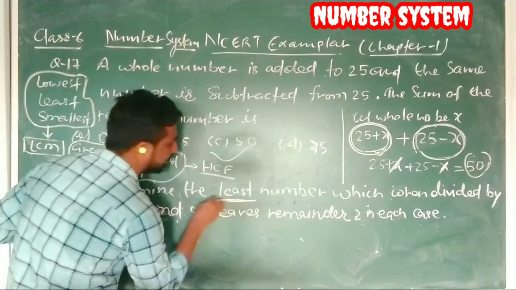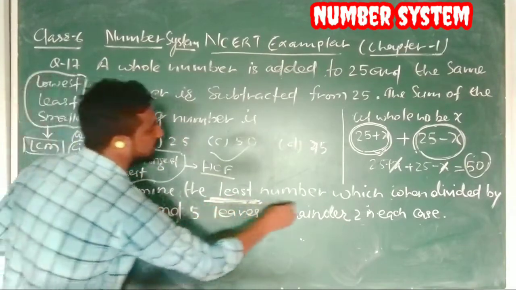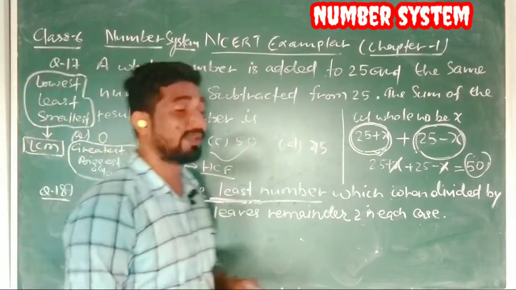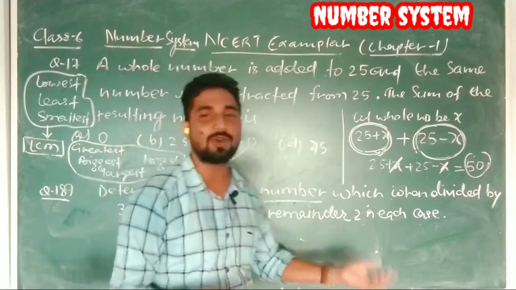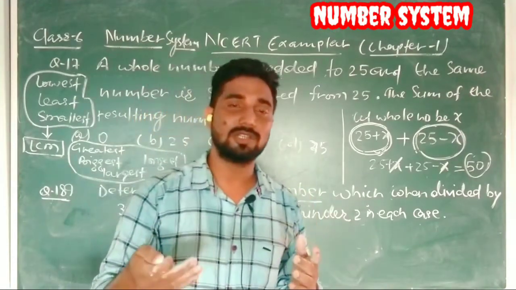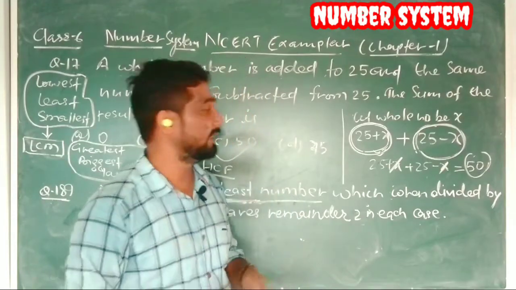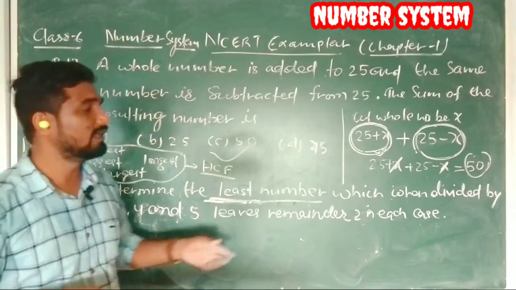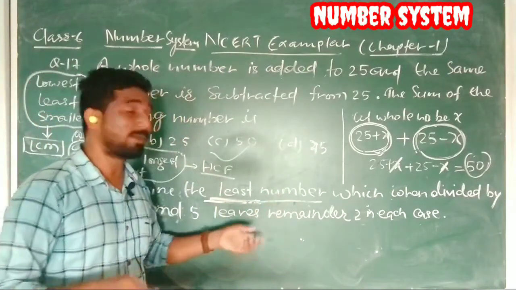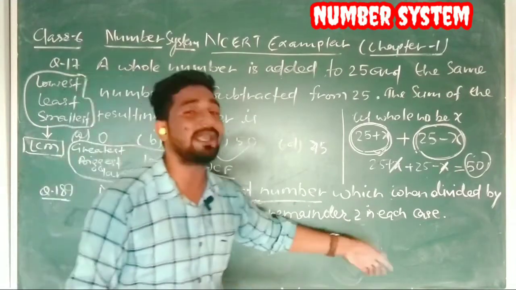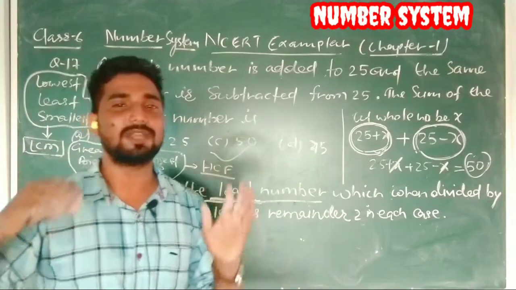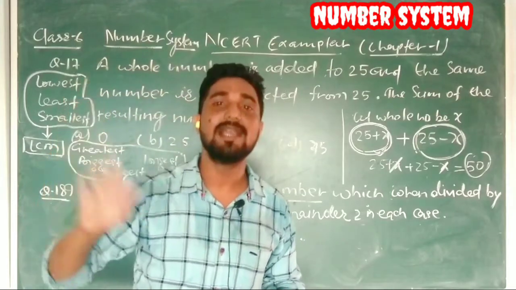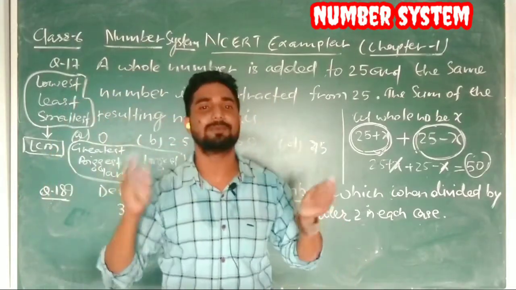In a very clear manner it is written, you see in this question, determine the least number. Least means smallest only, so LCM will be there. And when a remainder is given in the question, in the LCM case, first we find the LCM, thereafter the remainder will be added. And in the HCF case, first the remainder will be subtracted, and thereafter from the number left, we find the HCF.